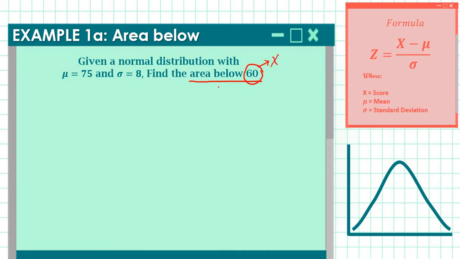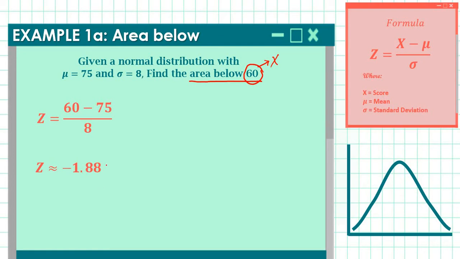So first step to solve for the area below is to solve for z, using the formula x minus mean over standard deviation. It's just a matter of plugging in the values, then calculating. So that will be 60, which is x, minus 75, the mean, all over standard deviation 8. And when we calculate that, we'll have an approximate value of negative 1.88. Again, let me reiterate that we need to round off the value of z to 2 decimal places.